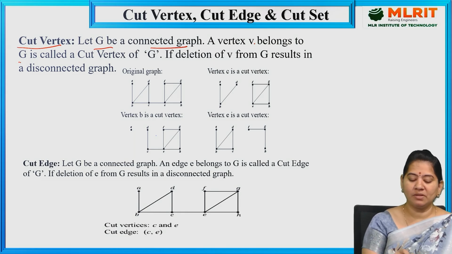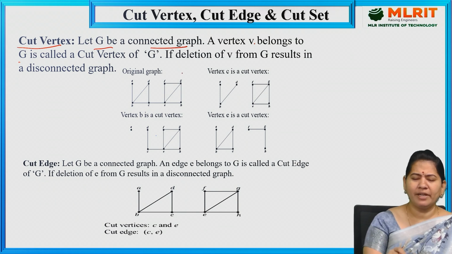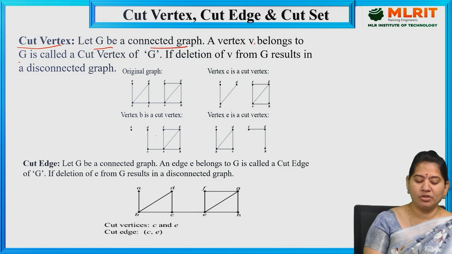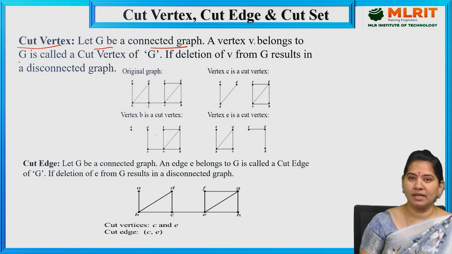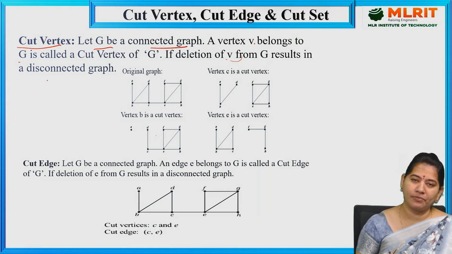So let us suppose this is a connected graph G. And a vertex V means whatever vertices we have in this connected graph, I am just denoting with V. So a vertex V belongs to G, and that vertex is called a cut vertex if deletion of that V from the total graph results in a disconnected graph.